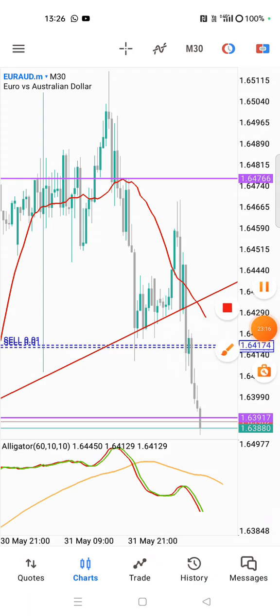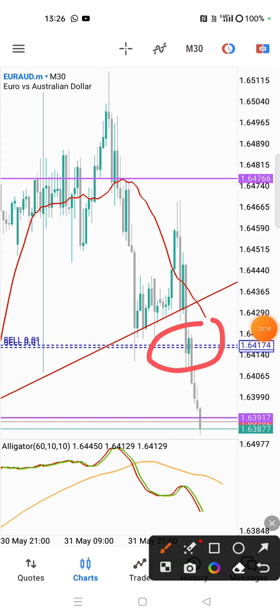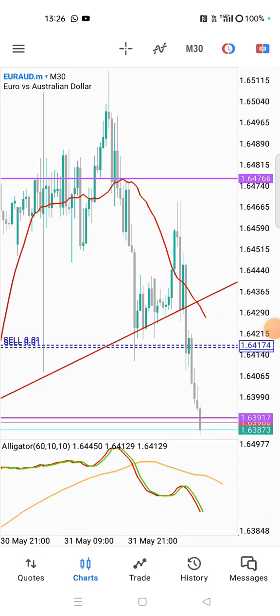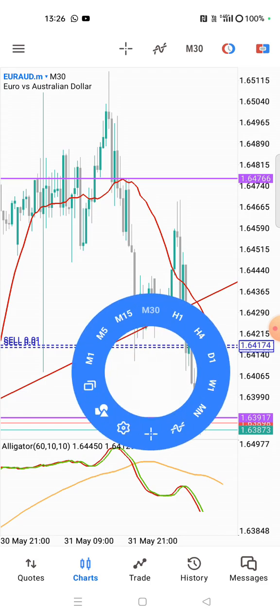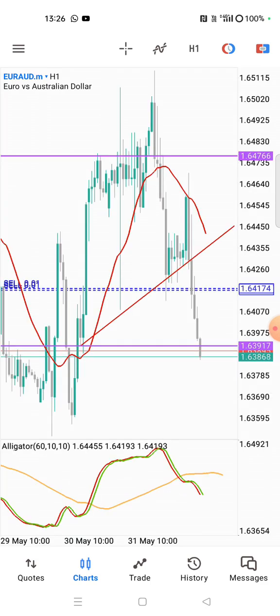Okay, so I was right, there was a pullback. I entered halfway through the pullback. So then what happened? It goes all the way down. So guys, remember, go to your H1.